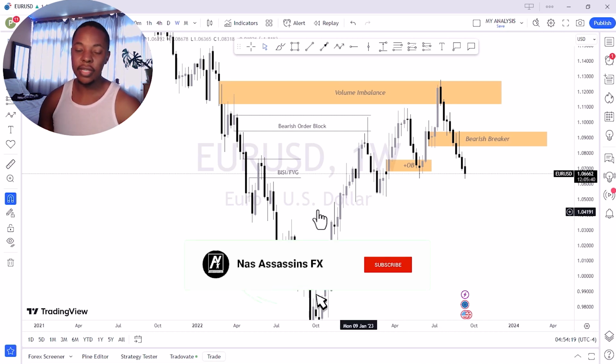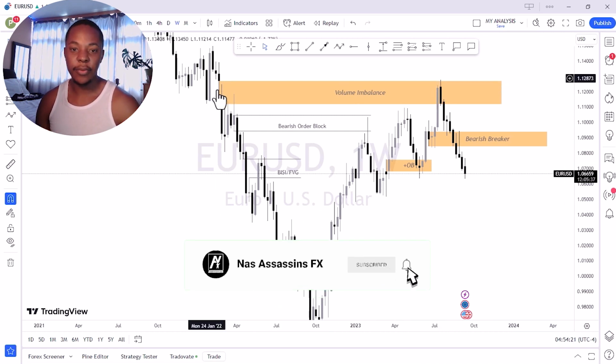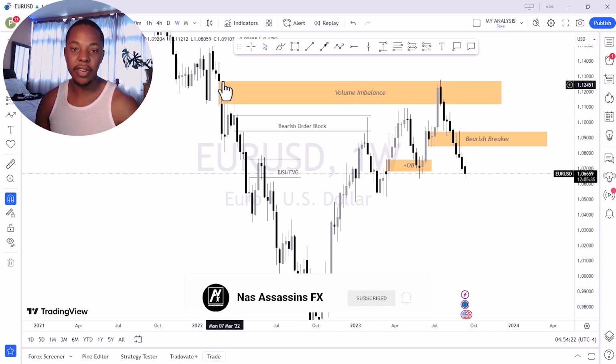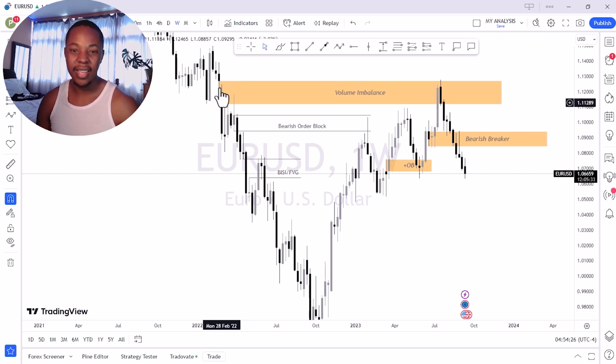As you can see with the EURUSD, price came here this February and created a volume imbalance. This is the weekly chart. Always start from your weekly chart and do your analysis from there. As you can see, it created that volume imbalance, went all the way back up, and then reversed, going into the consequent encroachment, which is the halfway of that volume imbalance, and then went all the way down, creating an order block there.